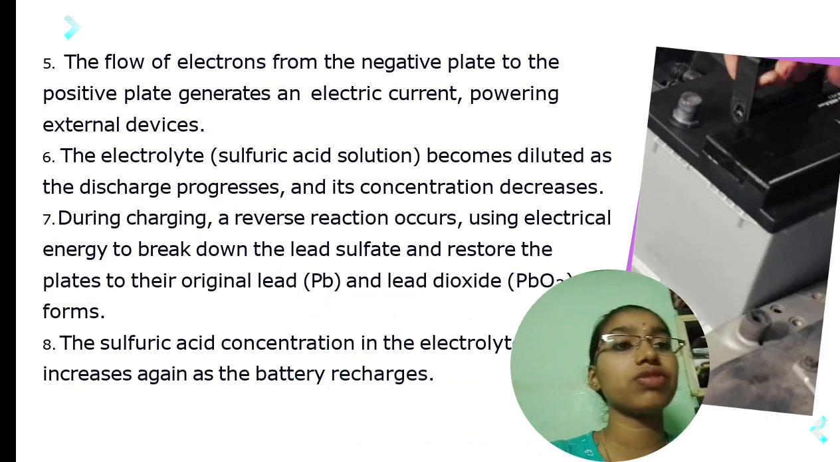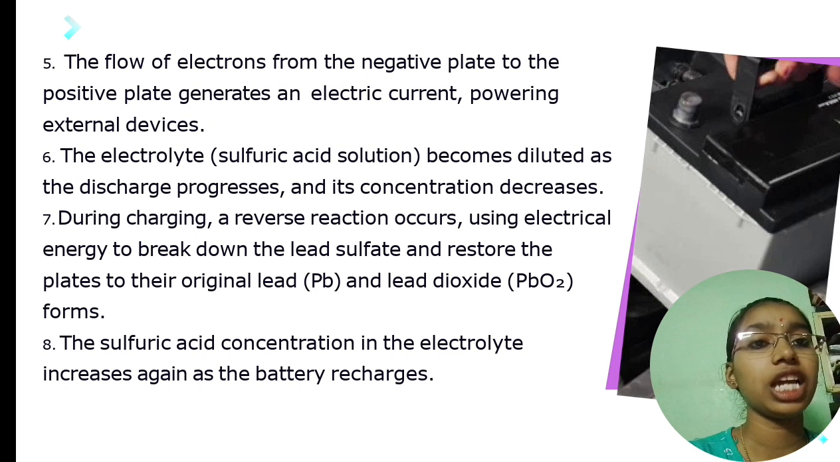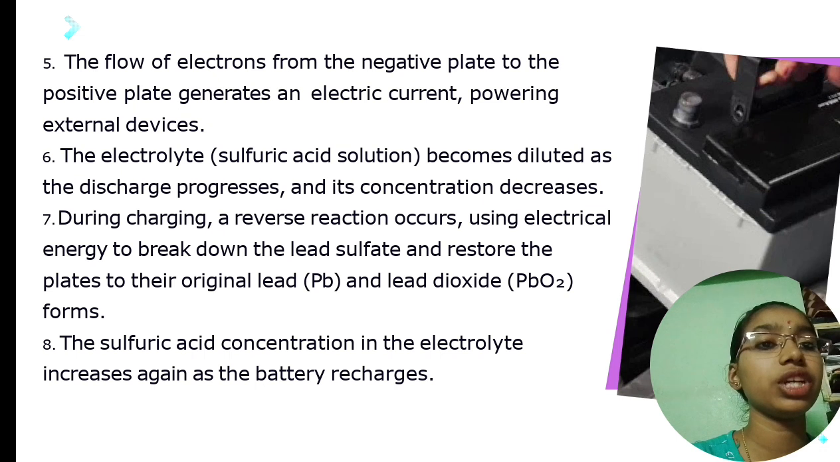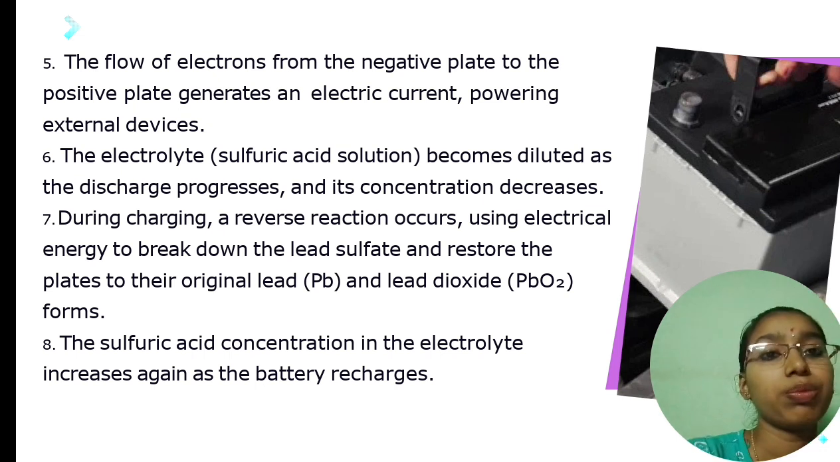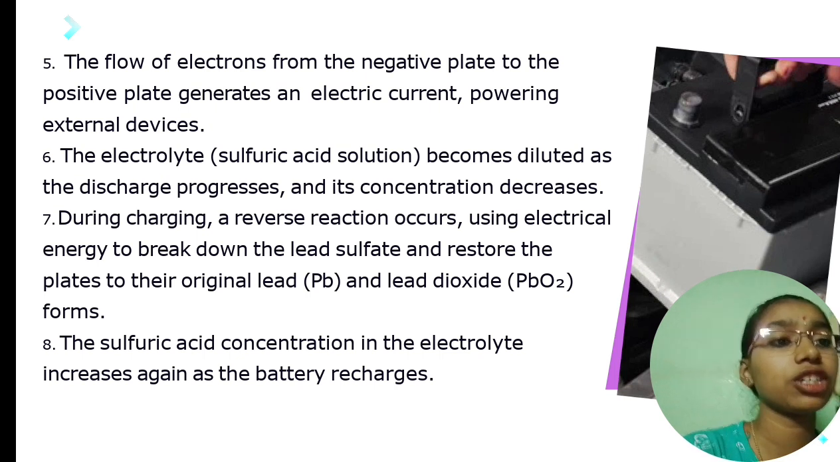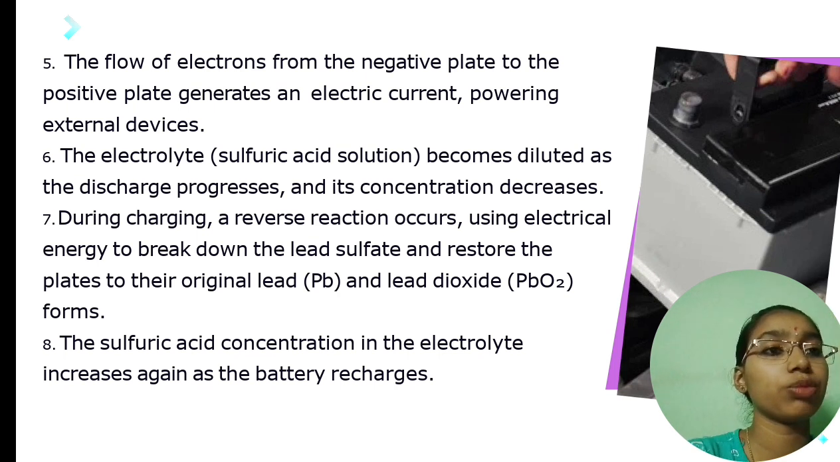The flow of electrons from the negative plate to the positive plates generates an electric current, powering external devices. The electrolyte becomes diluted as the discharge progresses and its concentration decreases. During charging, a reverse reaction occurs, using electrical energy to break down the lead sulfate and restore the plates to their original lead and lead dioxide forms. The sulfuric acid concentration in the electrolyte increases again as the battery recharges. Moving on to the next slide.